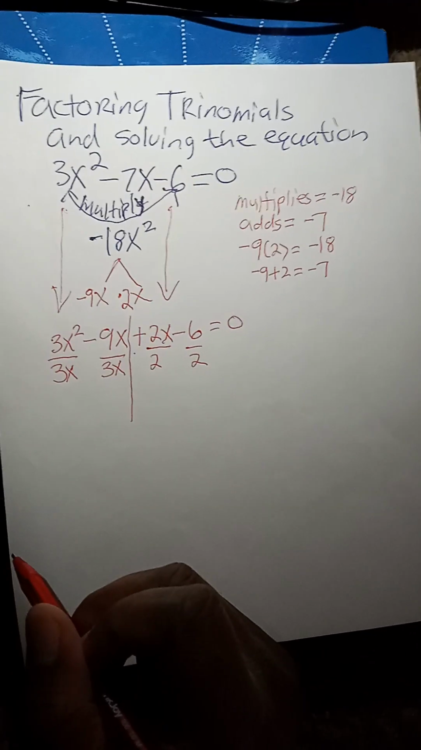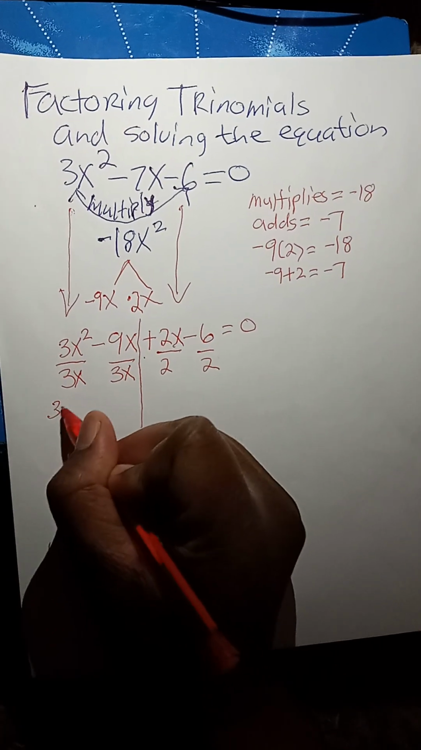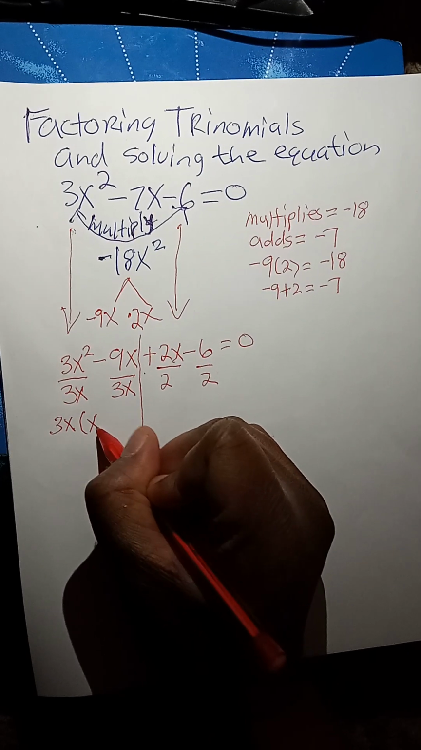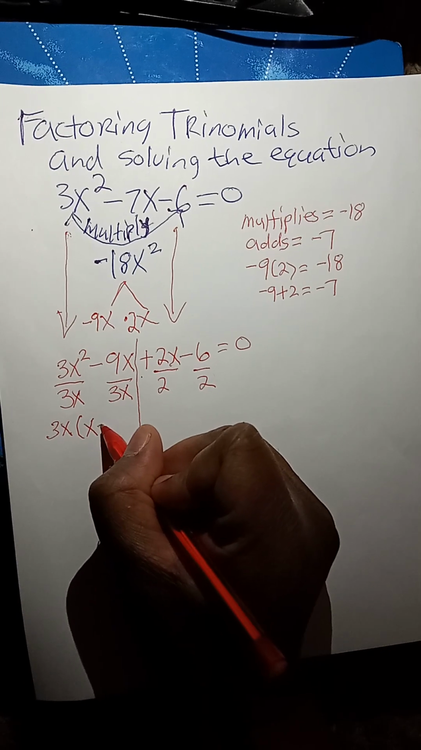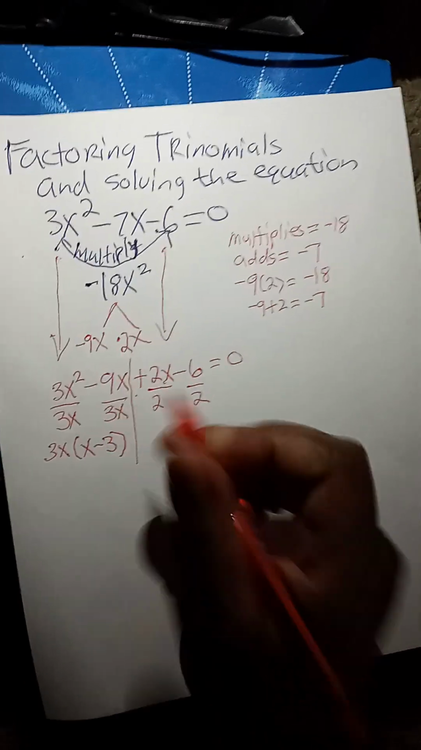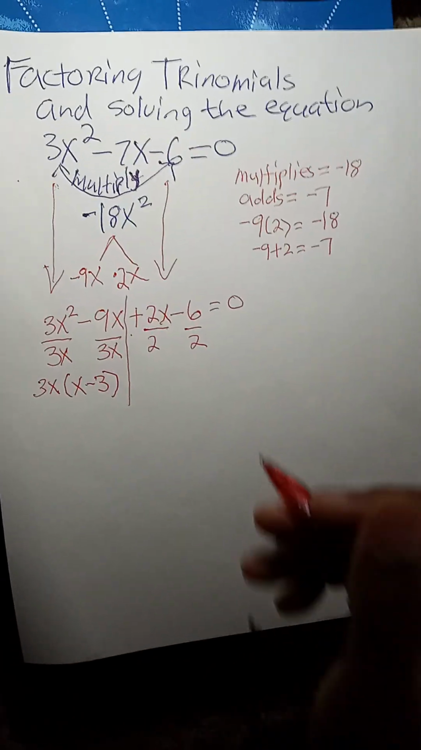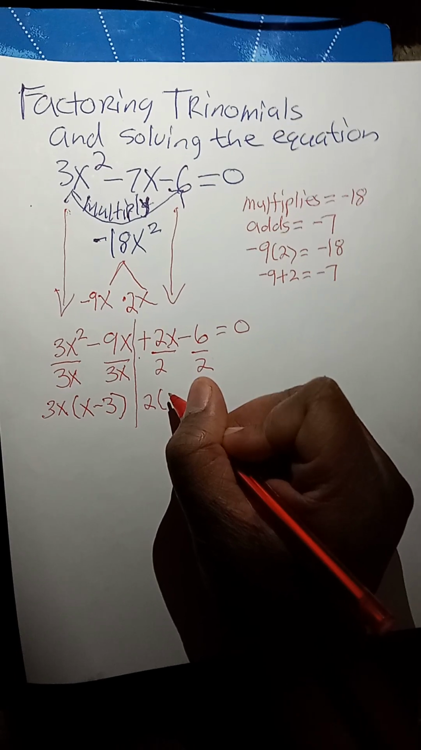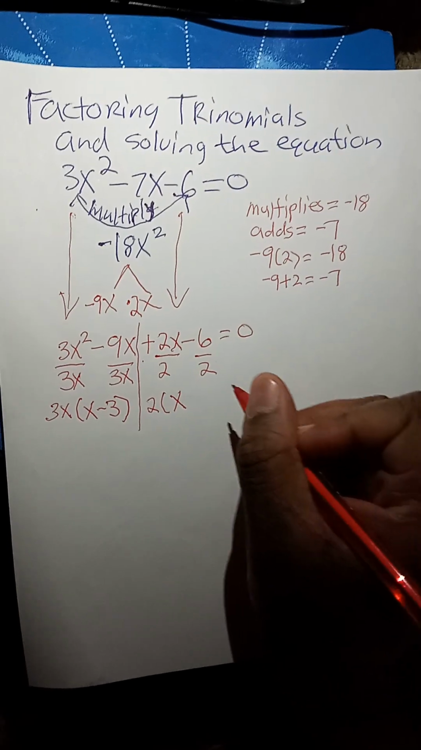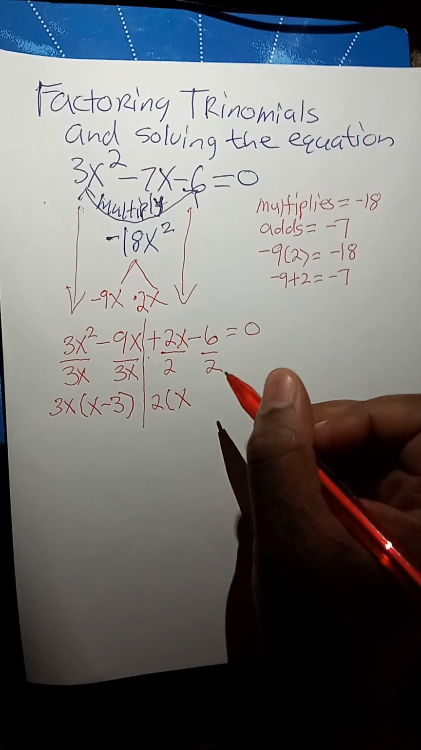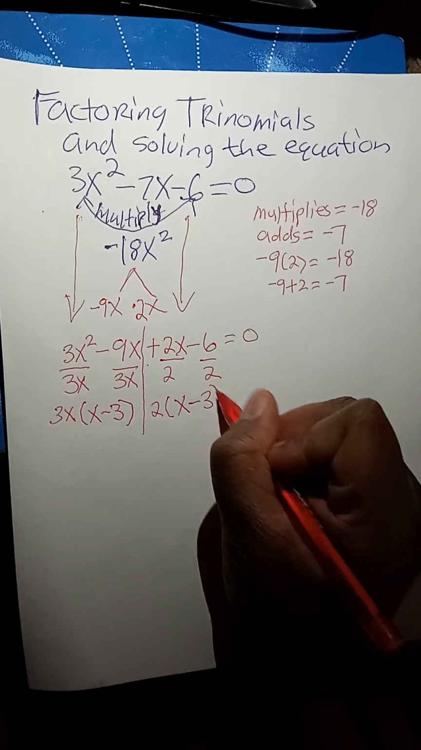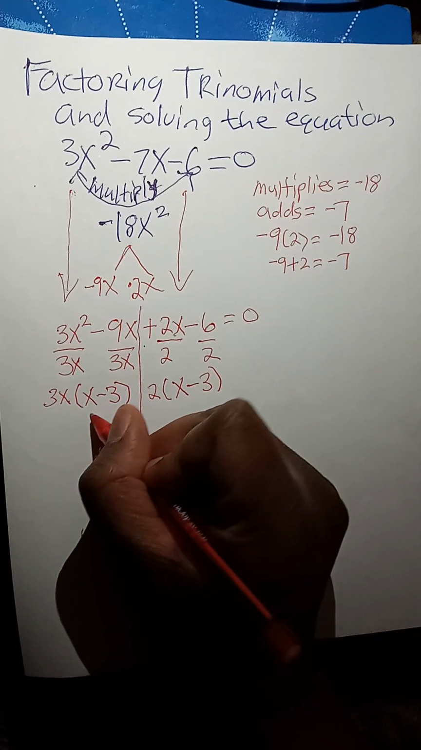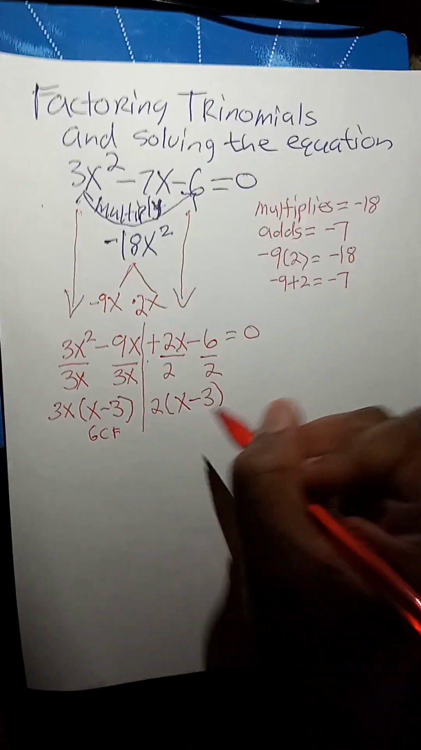So when we pull the 3x out, we have left x, and then negative 9 divided by 3 is minus 3, and x's cancel out. So it's 3x times x minus 3. Then we pull a 2 out, and then 2 divided by 2 is 1. 1 times x is x. And then negative 6 divided by 2 is minus 3. Now, this is our greatest common factor, our GCF.